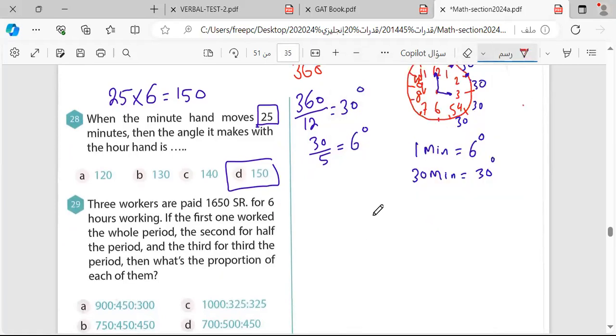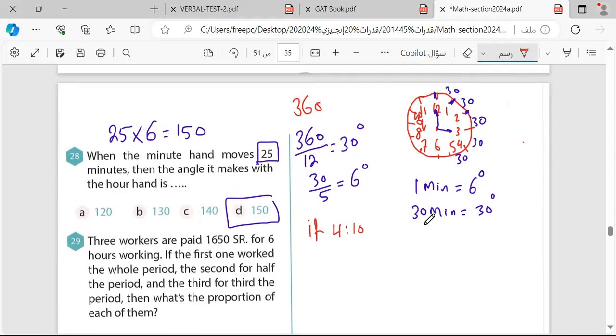Okay. Now, if the clock is 4:10, what is the angle between the two pointers? If the pointers are at 4 and 10, 4 o'clock and 10 minutes, what is the angle between them? Not 90. No. Okay, I will draw.